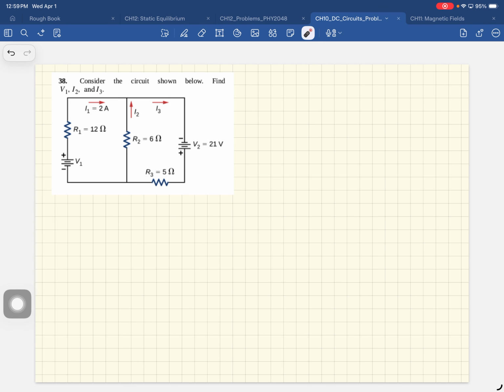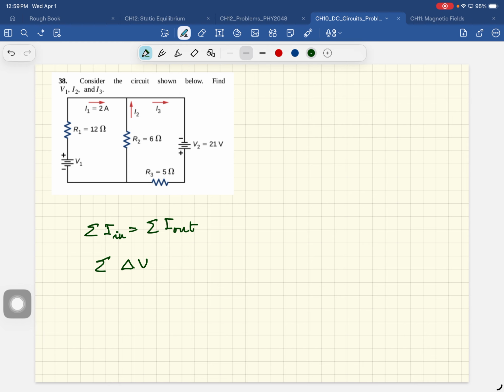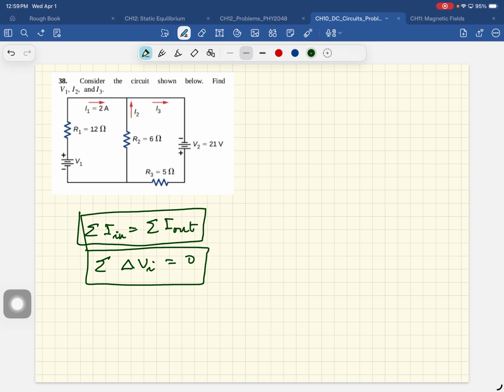You have three unknowns. How many equations will you need? Three equations. So we'll use Kirchhoff's rules. Which one is the easiest to apply? The current rule is the easiest to apply, and what this is saying is current flowing into a junction is equal to current flowing out of the junction.